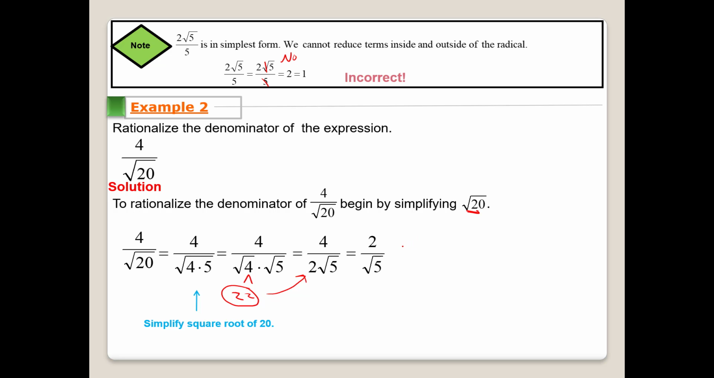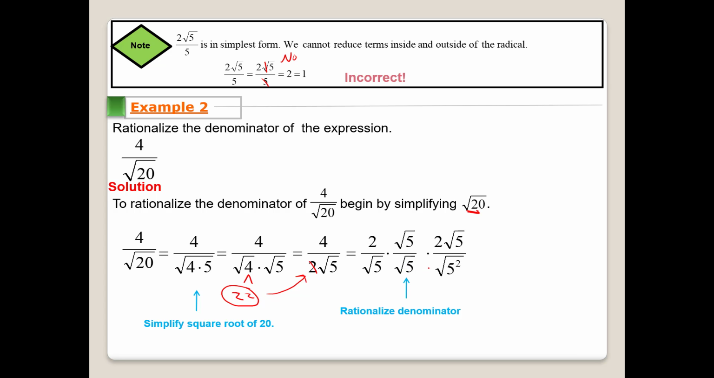And we still have the 4 on top. So now, let's see what we got here. We simplify this by taking 4 divided by 2, in which case 2 goes into 4 2 times. Now we got to get rid of the square root of 5 on the bottom. So see, we didn't have to worry about the square root of 20. Now we're going to take care of the square root of 5 on the bottom. So again, multiply by square root of 5 over square root of 5.